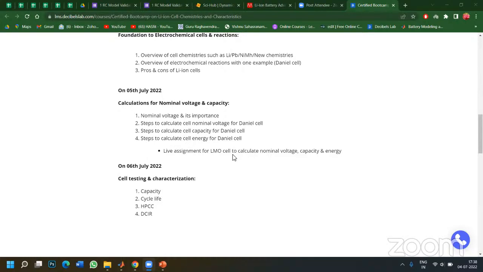All right. And so you can expect that by the end of the sessions or bootcamp, you would have a fair overview knowledge of batteries, cells, and cell chemistries, and some of the calculations for certain cells. And also, we will give you some assignments that you can practice and come back. And then you'll also understand how a cell behaves in terms of capacity and cycle life, and a few other tests for characterization as well.